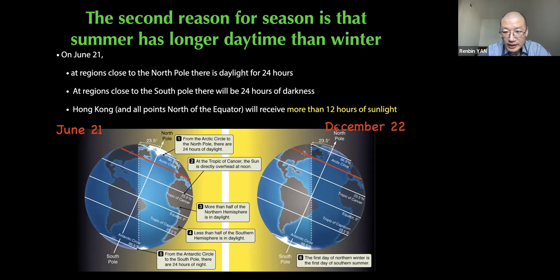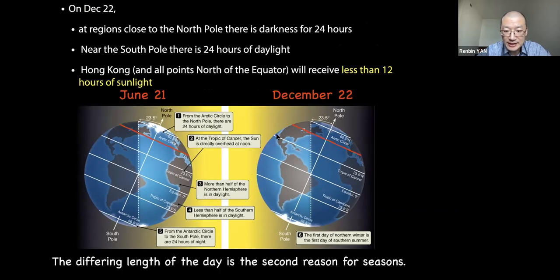But in winter, on December 22nd, the day-night line will be like this, and the rotation axis is pointing away from the sun. This time, the sun is coming from this angle. You can see we have less than half of this line spent on the bright side of the Earth. So we have less than 12 hours of sunshine on December 22nd.